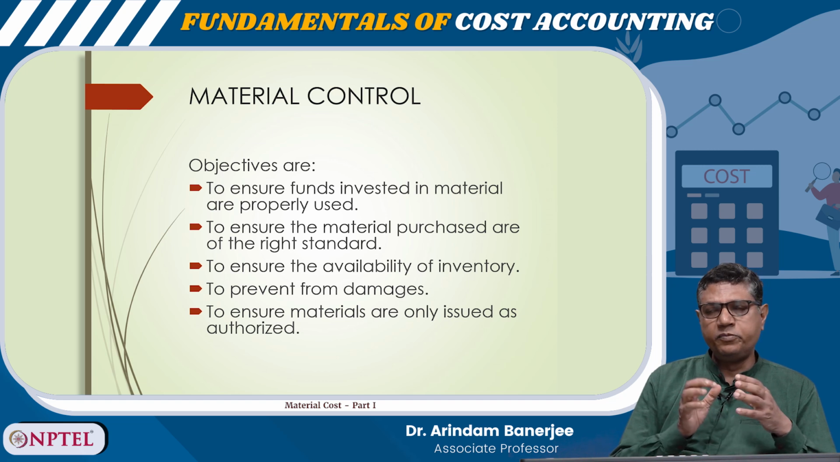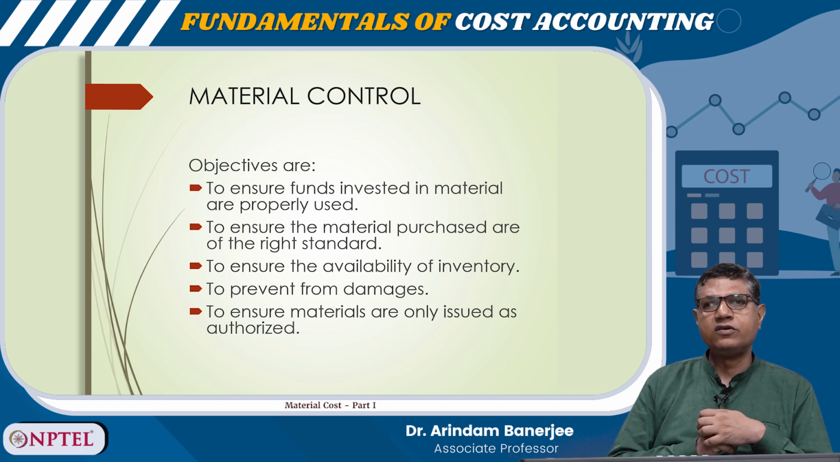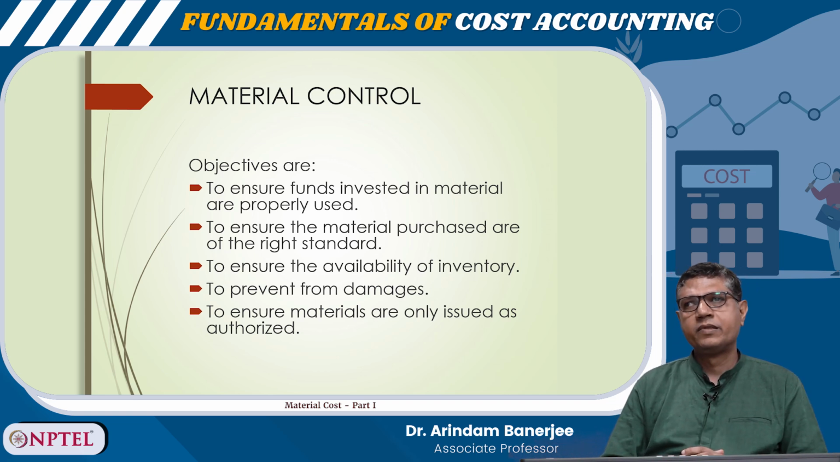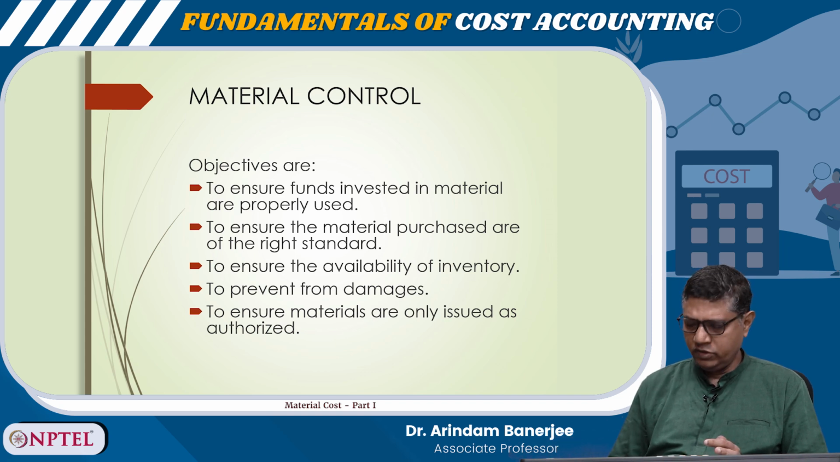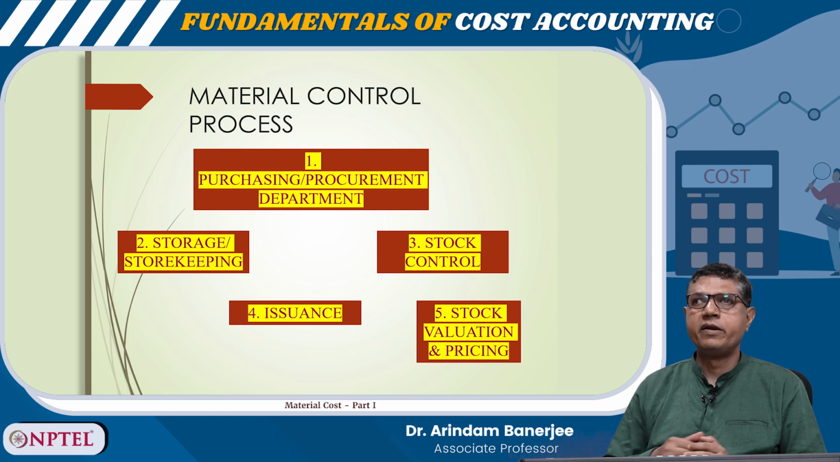We need to put some control, because companies spend money for acquiring material. What is the objective of material control? To ensure funds invested in material are properly used, to ensure the material purchased is of the right standard, to ensure the availability of inventory, to prevent damages, and to ensure materials are only issued as authorized. So these are the objectives of material control.